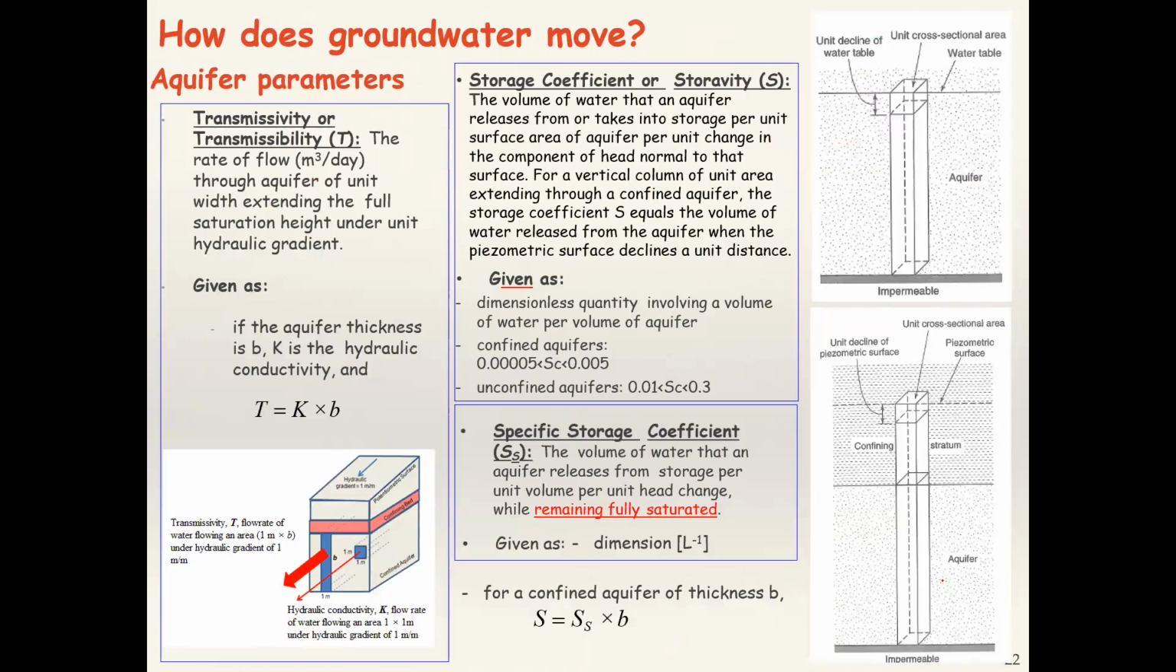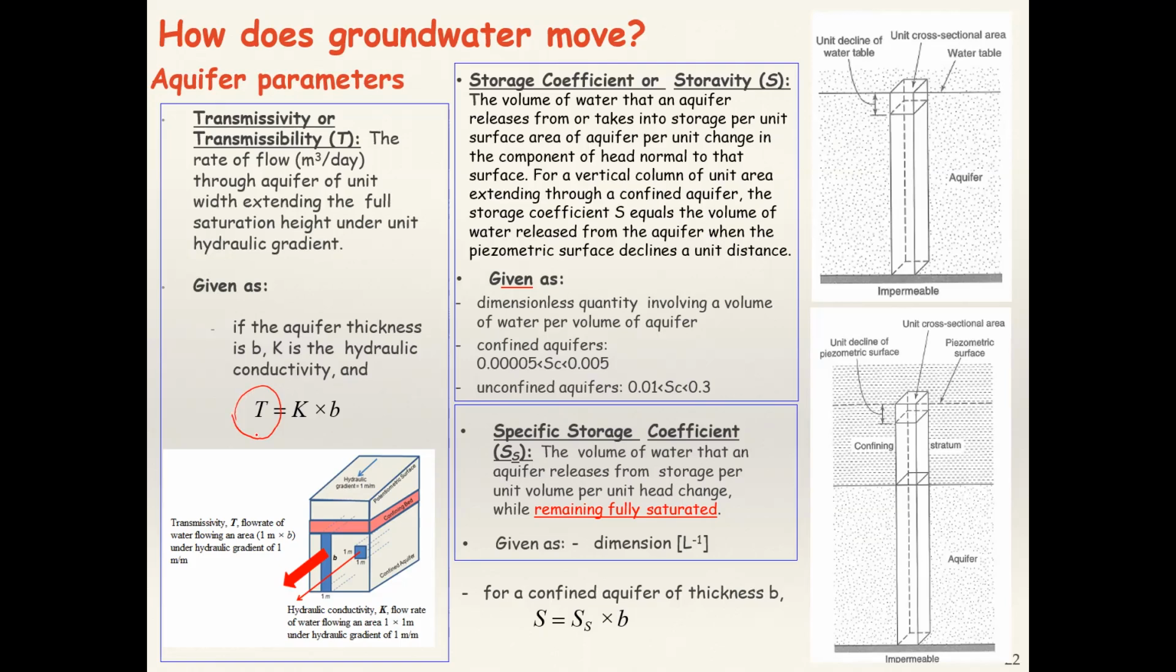Now, when we do the pumping test and when we see the governing equation of the groundwater flow, there is a very common important parameter that is called the transmissivity. What is this transmissivity? That is the rate of the flow through an aquifer of unit width. The aquifer should have a unit width, then extending the full saturated height under the unit hydraulic gradient. That is defined as the transmissivity.